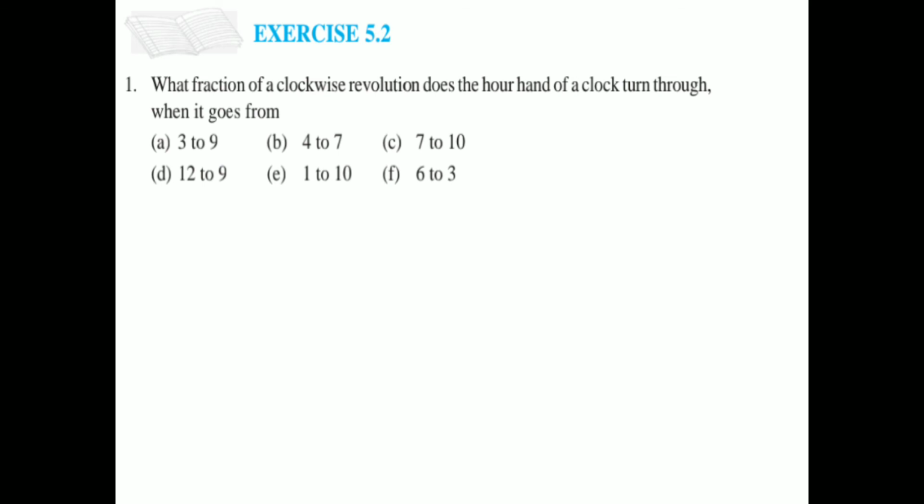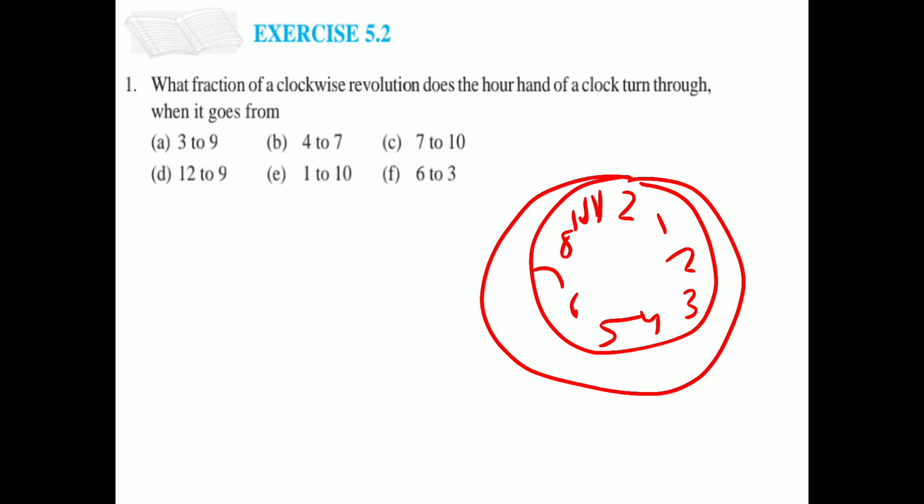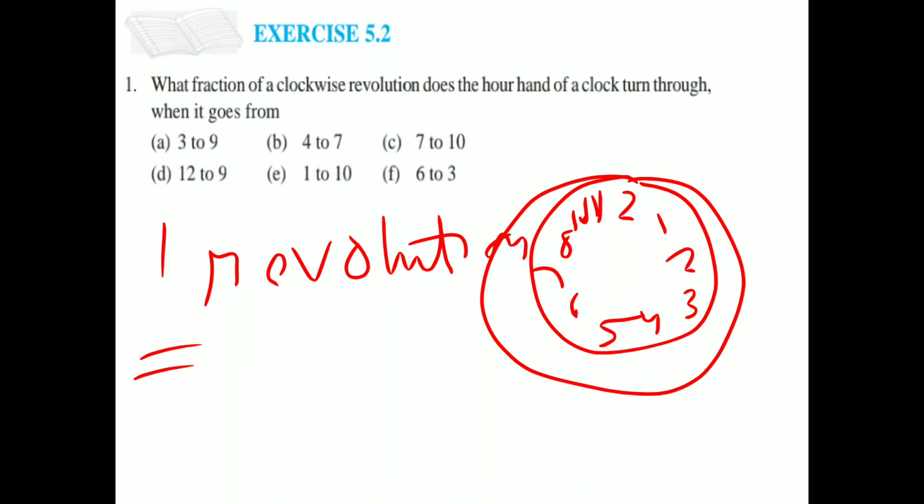But before starting exercise 5.2 question 1, you must know, in a clock how many dials are there? 12 dials. And if we start from one dial to another dial, we make an angle, right? So if I start from 12 and come back to 12, it means starting and ending point are the same. So it means I have completed one revolution. And one revolution, students, you know, is equal to 360 degree.